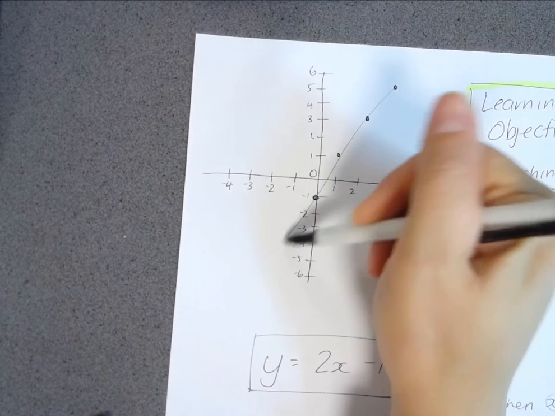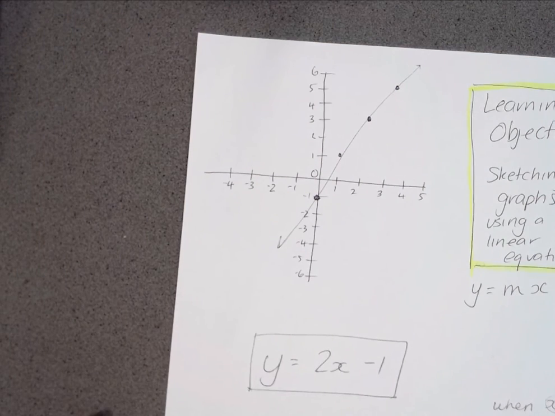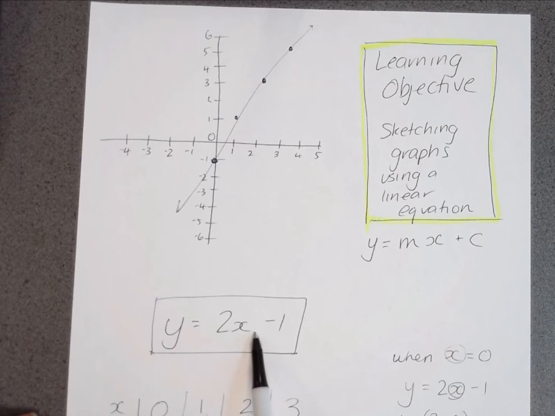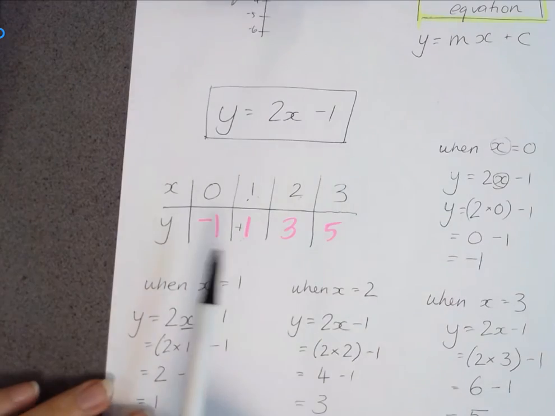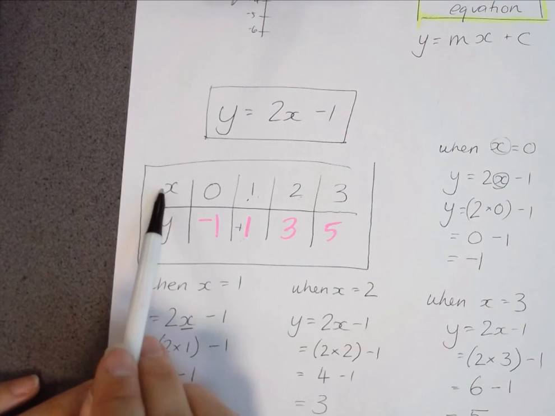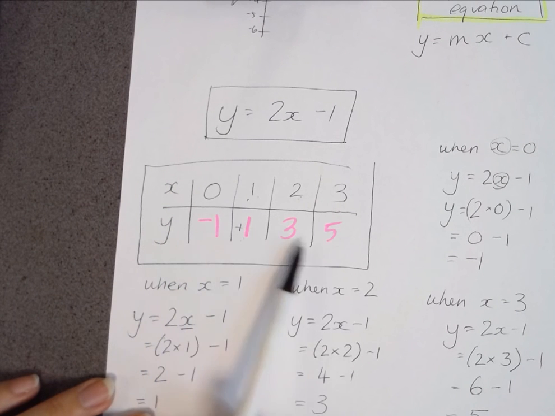If I was doing it accurately on graph paper, I would have a nice straight line. So if I ask you to sketch a graph using just the rule, the best thing to do is choose some coordinates like these. So when x is 0, 1, 2, 3, then we can calculate the y value.